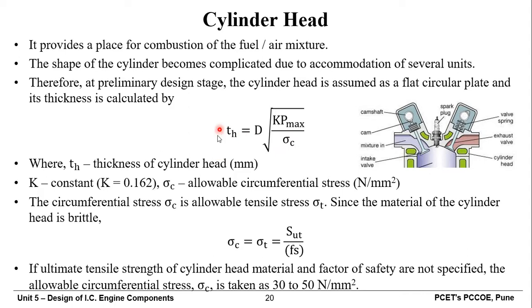By using this formula, you can calculate the thickness of the cylinder head. If you know the material properties of the cylinder, then SUT and factor of safety are used to calculate the circumferential stress, and this value can be put in the formula to calculate TH. Again, sometimes the ultimate tensile strength of the cylinder head material and the factor of safety are not specified. In that case, you need to assume the value of sigma c, and you can take any value between 30 to 50 Newton per mm square.